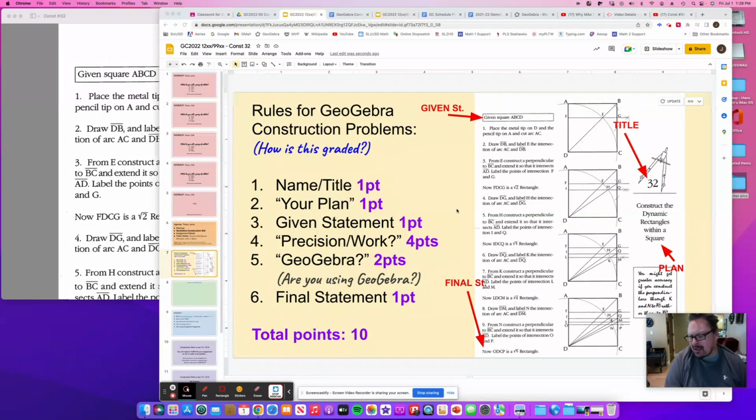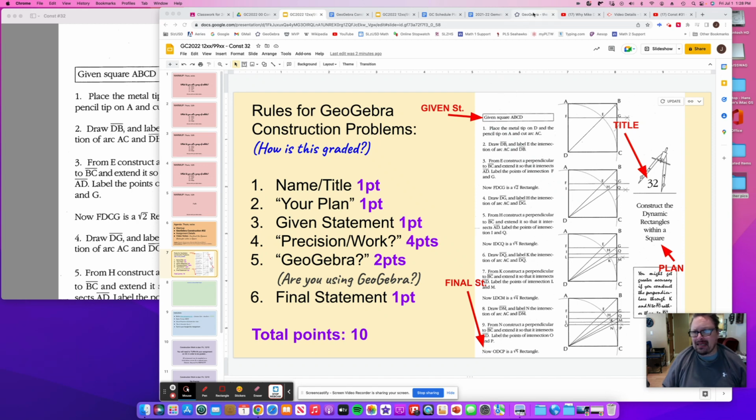We're going to work on construction number 32 today, which is to construct the dynamic rectangles within a square. Now, we'll see the spec sheet here. We start with the given square. We make one arc movement, and based on that one arc movement, we can figure out all of our square measurements or dynamic rectangle measurements from there, right? We're going to end up making four different rectangle measurements, and let's get to work on this.